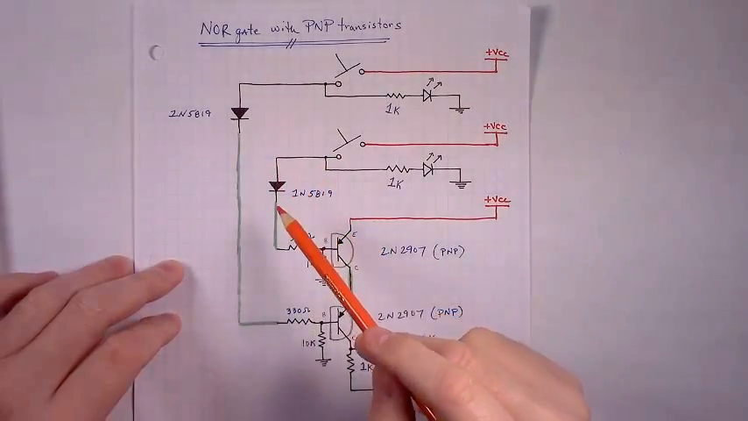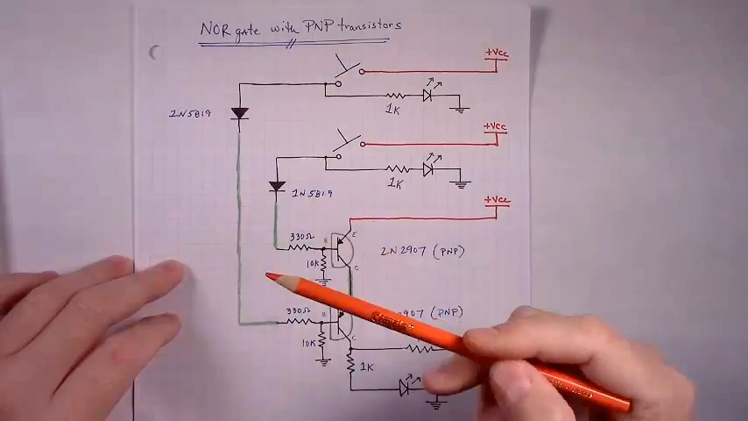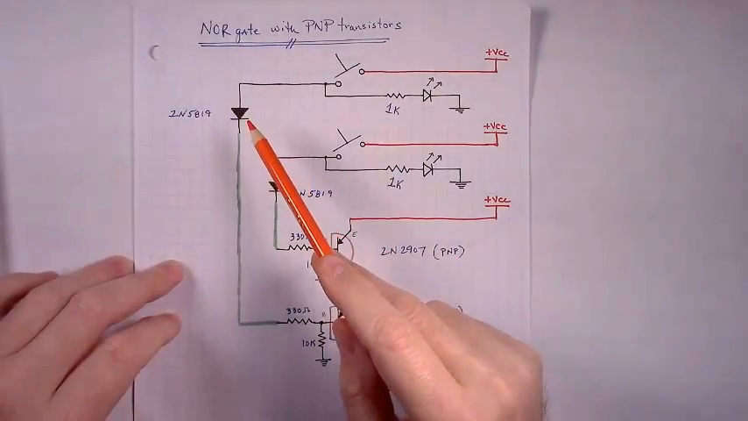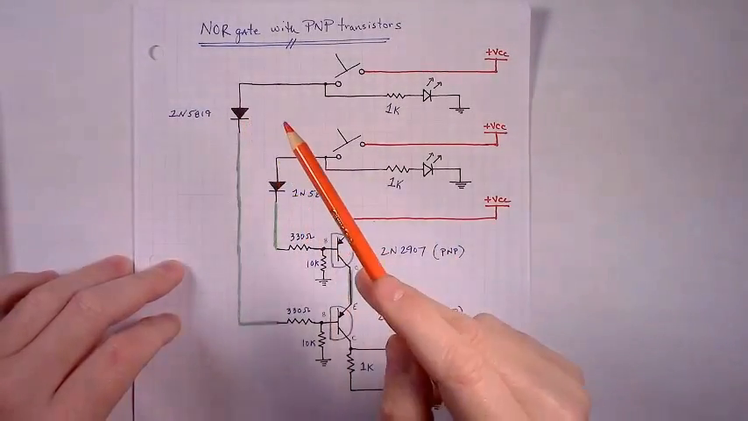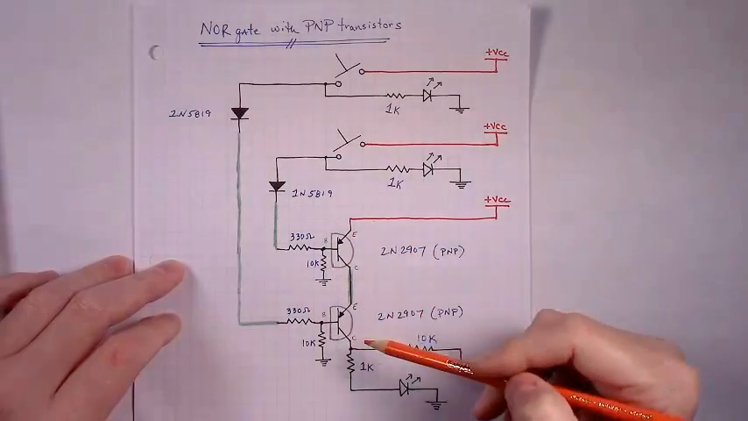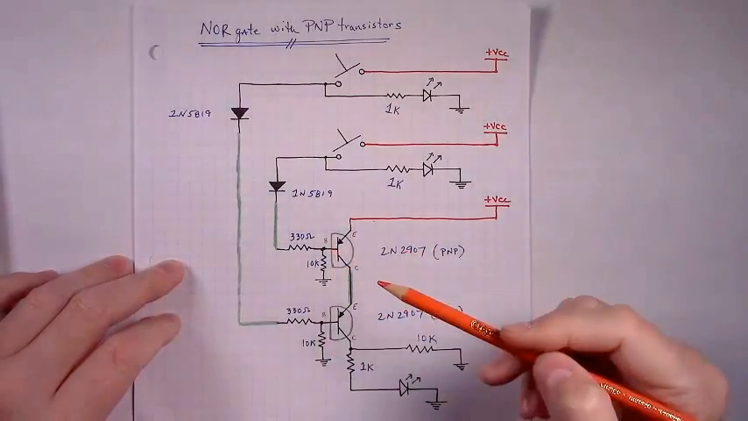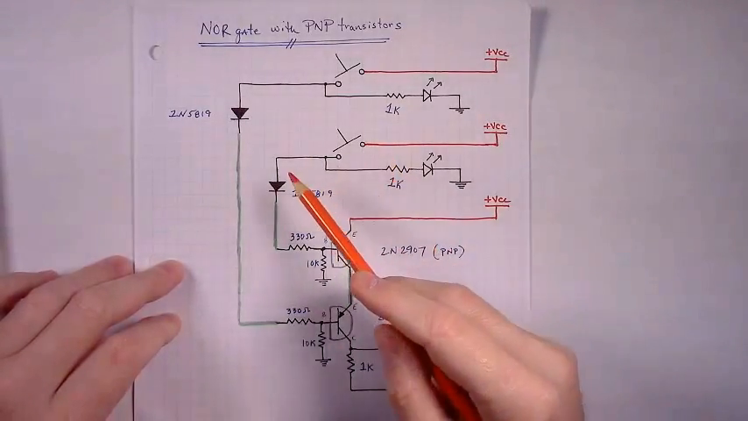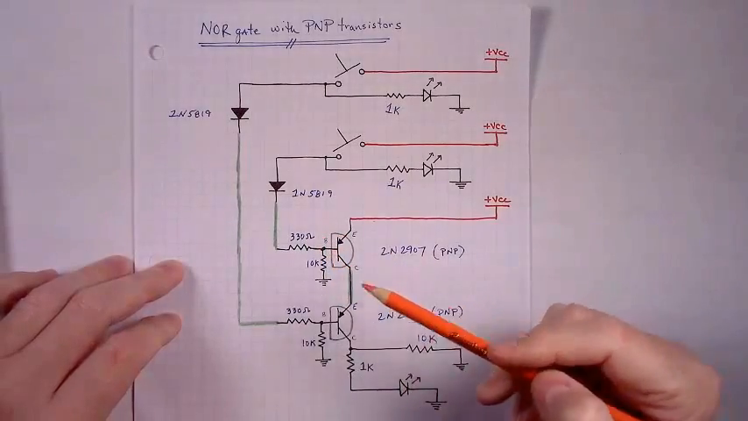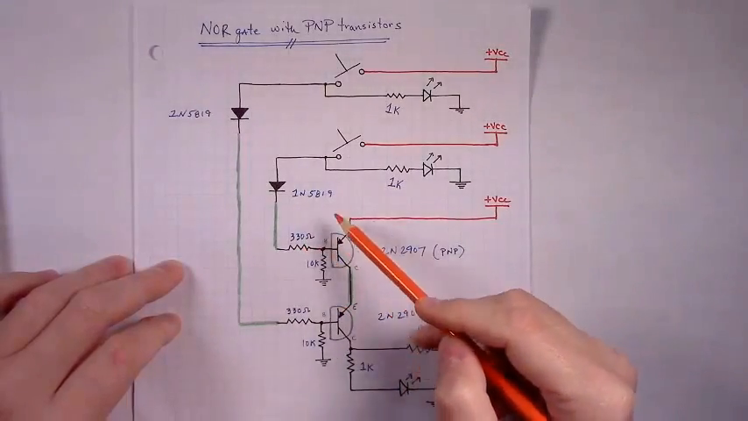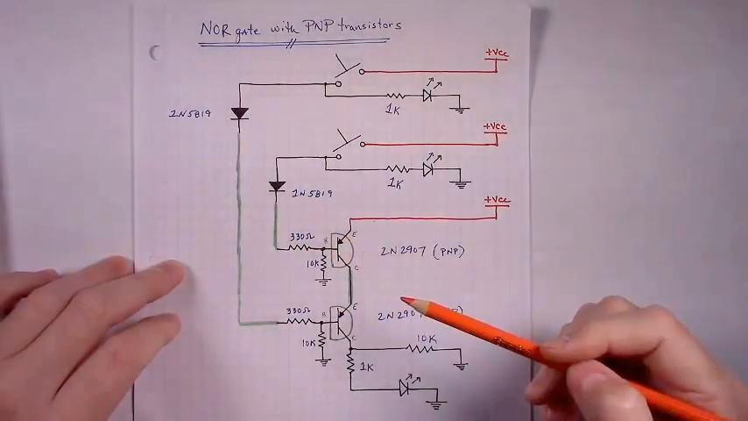It takes less voltage to make Schottky diodes conduct, in this case about 0.3 to 0.4 volts, and given that we're controlling the base of PNP transistors, we want to get as much voltage to the base of those PNPs as we can to pull them high and turn them off when we need to.